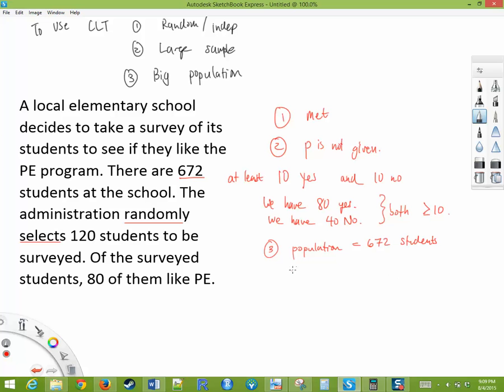And how many are in my sample? My sample is 120. So my population needs to be at least n times 10. For a sample of size 120, I need at least 1,200 students. And I don't have 1,200 students in my population. Okay, so the population is not big enough.